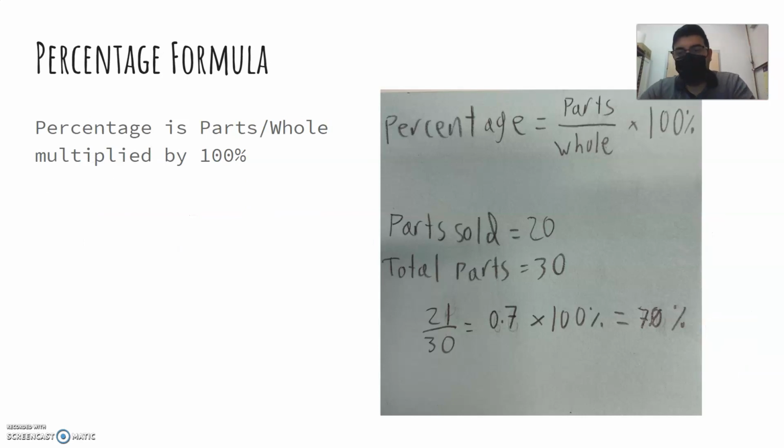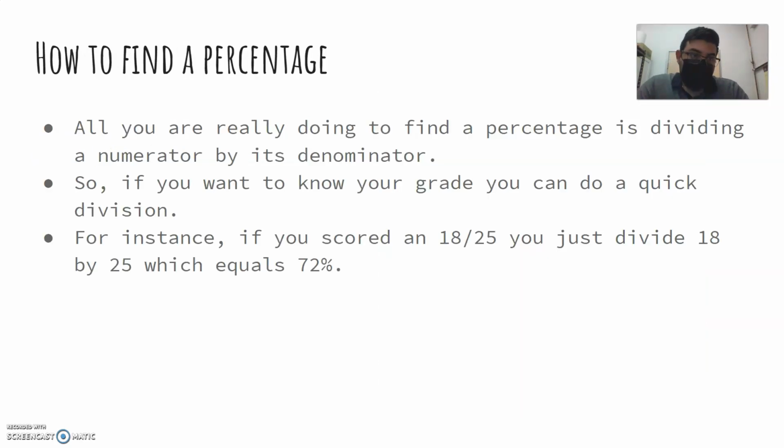There's a formula to turn it into a percentage. It's parts over the whole, multiplied by 100, and then 100%. So let's say you have 20 Legos. You're selling Legos. You sold off 21 out of 30. That would be 21 over 30, which equals 0.7. Multiply that by 100, and then you get 70%. So you're putting your numbers over one another, parts over the whole, multiplied by 100%.